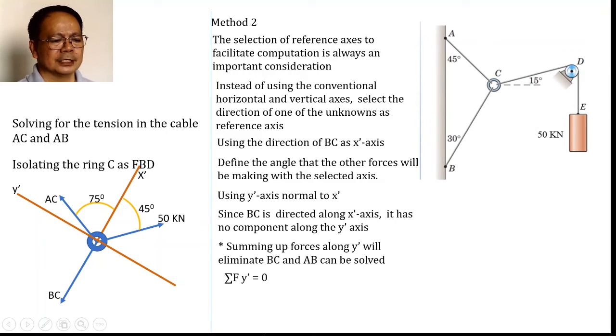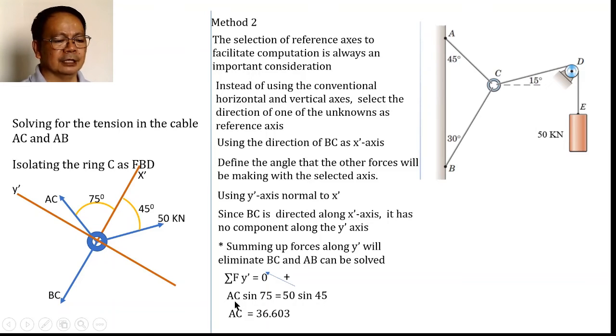So, summing up forces along y prime, assuming that direction is positive, what are the forces directed in the y direction? We have the y component of AC and the y component of this 50. With AC positive, AC sine of 75 shall be equal to 50 sine of 45. So in this equation, right away, you only have one unknown, which is AC.